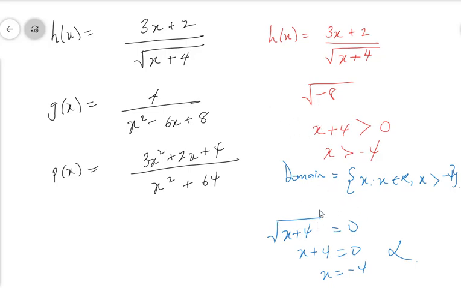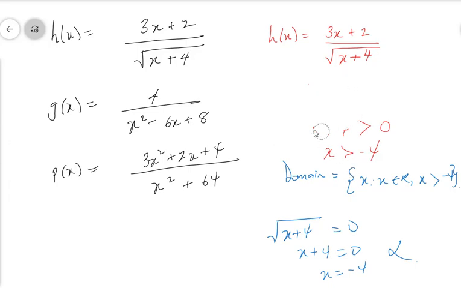So there's a way to write down the solution for the first one, that is h of x equals 3x plus 2 all over the square root of x plus 4. This is one way. There is another way, using the exception. With that one, we're going to say that, let me just clean this side to get some space.